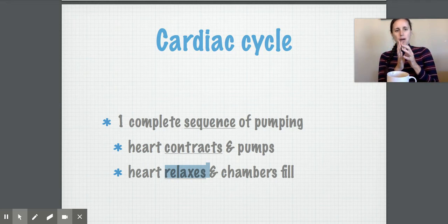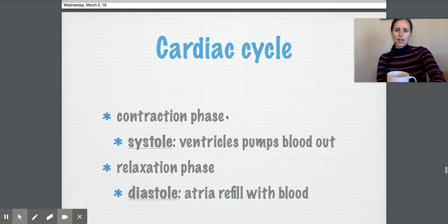So the heart's going to pump. That's going to push all the blood out towards the body. And then the next really important part is that the heart has to relax. If it doesn't relax, it's not going to fill with blood and you're not going to be able to pump more blood to the rest of your body. So your heart's going to contract, push blood out, then it's going to relax, fill with more blood, contract, push blood out, relax. And this sequence together is called the cardiac cycle.